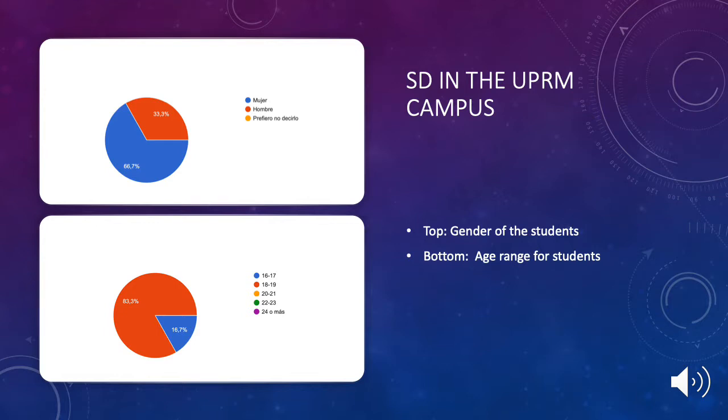Sleep deprivation in the UPRM campus. With the data gathered from the survey, these pie charts were created. The top pie chart presents the gender of the students that partook in the survey. 67% of them were women and 33% were men. The bottom pie chart presents the age range of students. 83% of the students that partook in this survey were between 18 and 19 years old, and 17% were between 16 and 17 years old.